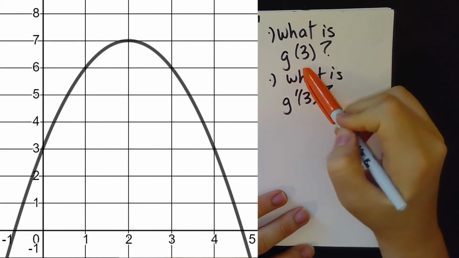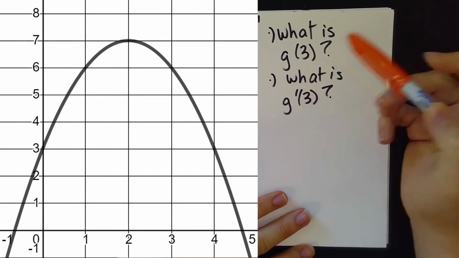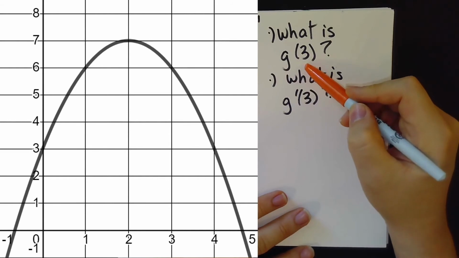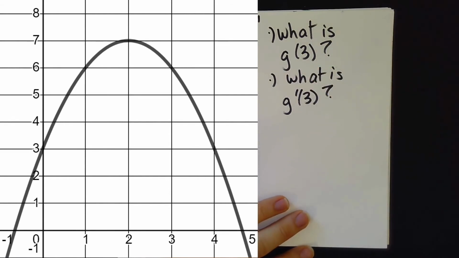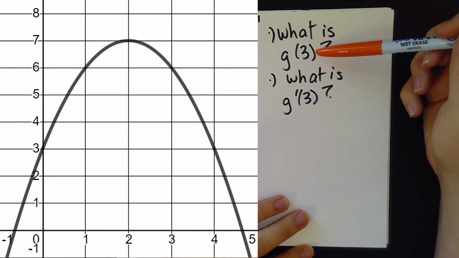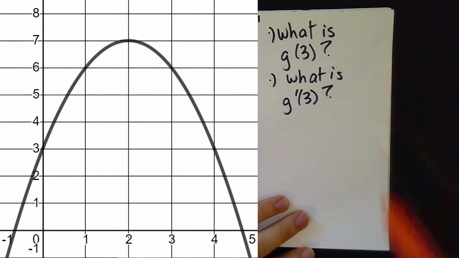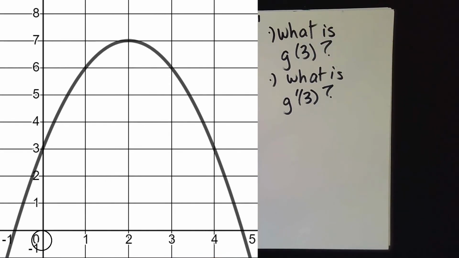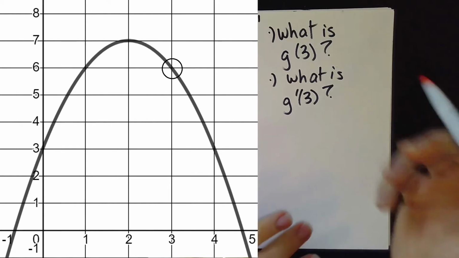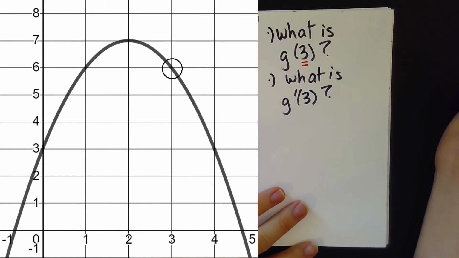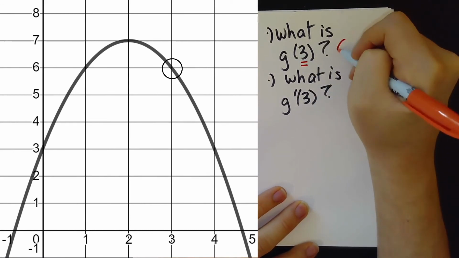So when I go to find g of 3, I want to look at the input 3 on the x-axis, and then I want to follow that up to the corresponding point on the graph. That point you should end up with, if you go to 3 here on the input axis and follow it up, is this point up here, (3, 6). And so that says that if you take the input 3, the output that you get out is 6.